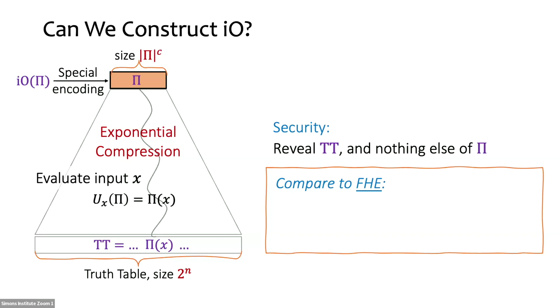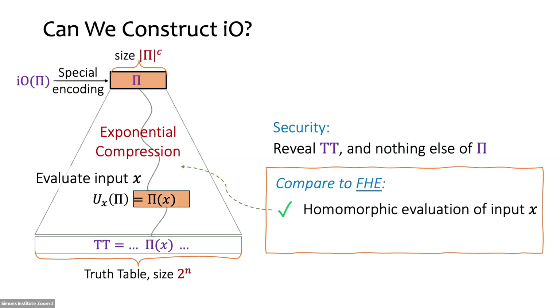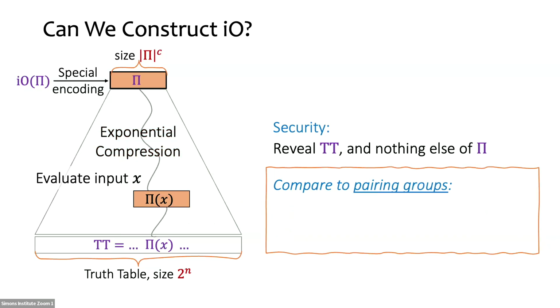It would be helpful for us to get a grasp of what it is asking by comparing it with fully homomorphic encryption. If we use fully homomorphic encryption to encode the program pi, then by homomorphic evaluation, we know how to obtain an encoding of the output pi of x. The problem is obvious: I don't want pi of x encrypted, I want pi of x in the clear. And the way to extract the output in the clear safely is unknown.